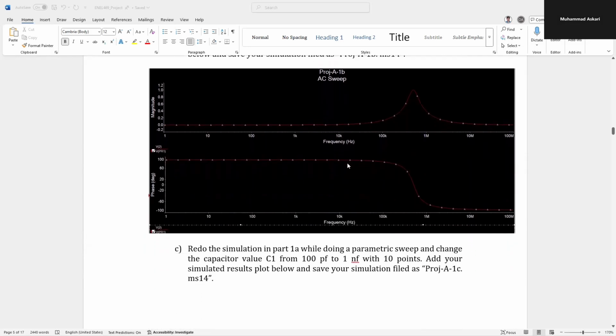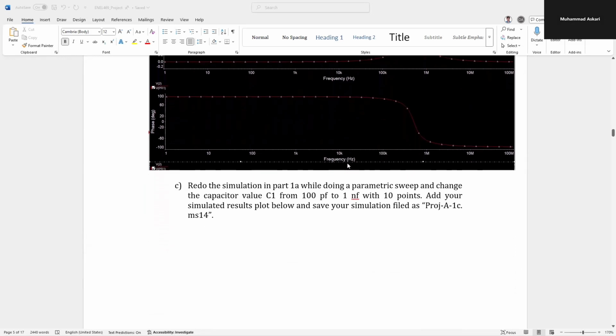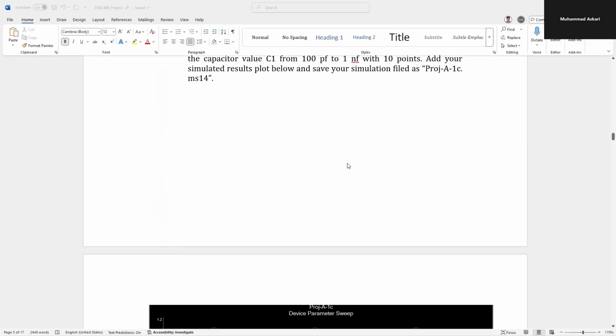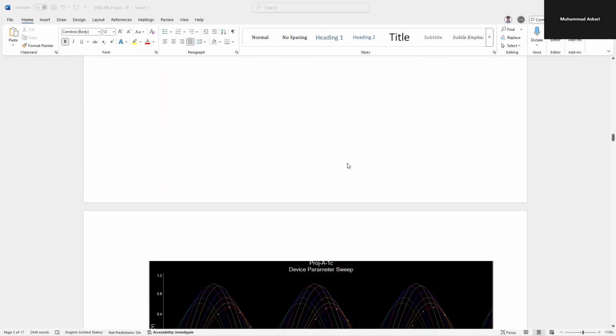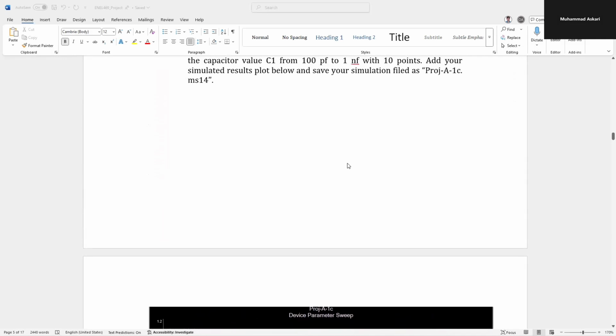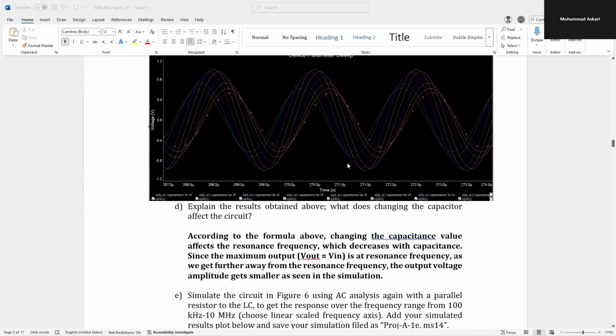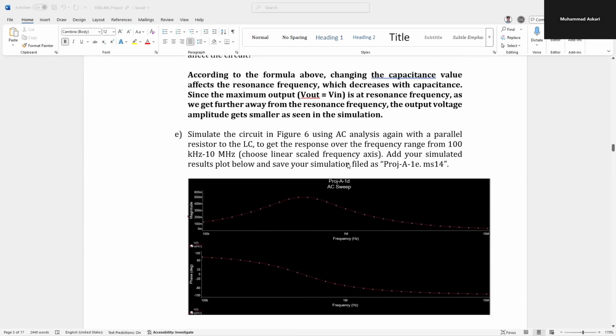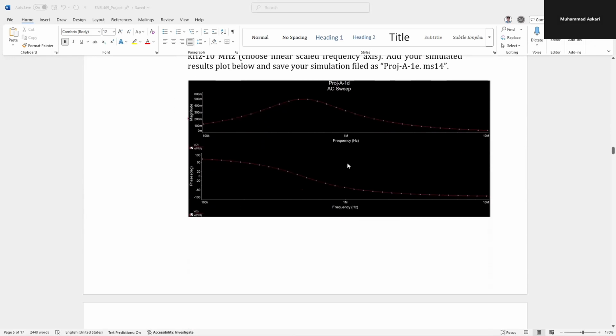In part C, we varied the capacitance and saw that increasing it lowers the resonant frequency, proving that they are both inversely proportional. In part E, we swept the parallel resistor. As resistance increases, the output voltage relative to the ground also increases.